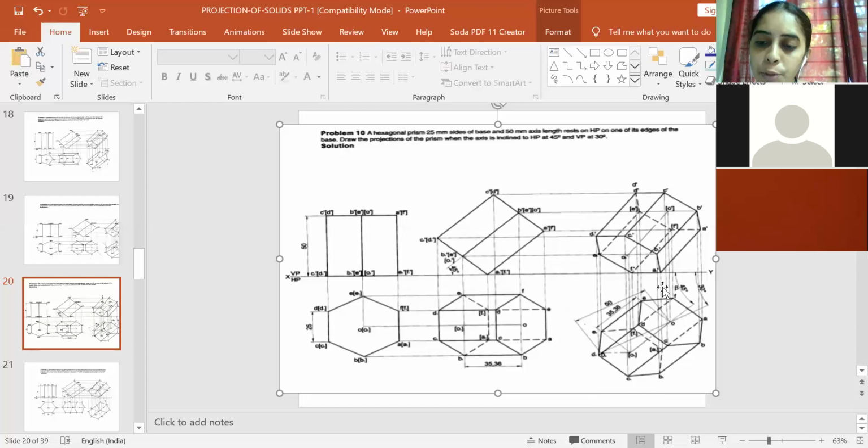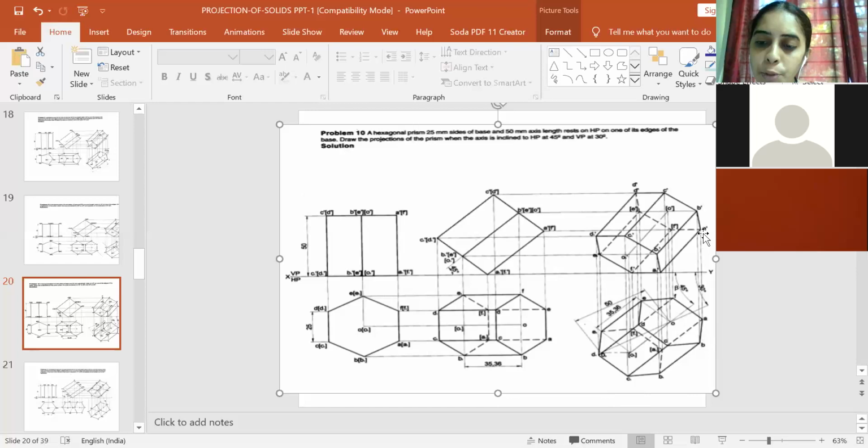So this is our A1 dash, and the locus of B1 is meeting B1 dash at this point, and the locus of C1 is meeting C1 dash at this point, and the locus of D1 is meeting D1 dash at this point. So we got all the surfaces of the bottom. Similarly, we have to join the top surface also. So you please read the locus.